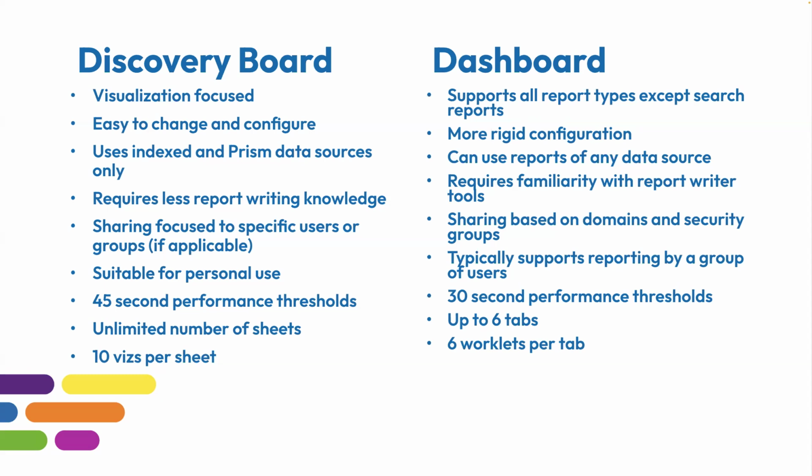So for a discovery board, you can have an unlimited number of sheets, which are very similar to the tabs that you see on a dashboard. A dashboard can have a maximum of 36 reports, because you have 6 tabs and 6 worklets per tab. Whereas a discovery board gives you an unlimited number of sheets, and then you can have up to 10 visualizations per sheet. So if you have a lot on there, you might want to organize it a little bit, but you have a lot of options when it comes to how much content you want on there.